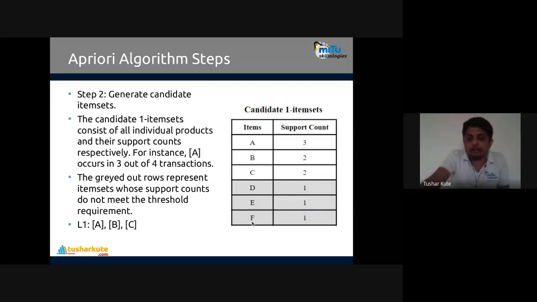So A, B, C, D, E, F. These are your items. And in that, what's the support count present? A 3 times, B 2 times, C 2 times, D 1 time, E 1 time, F 1 time.